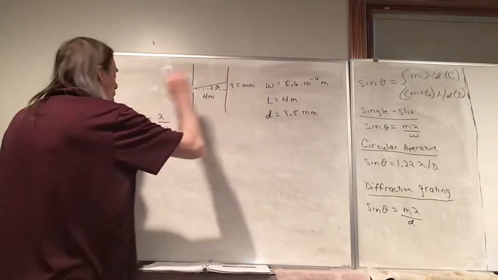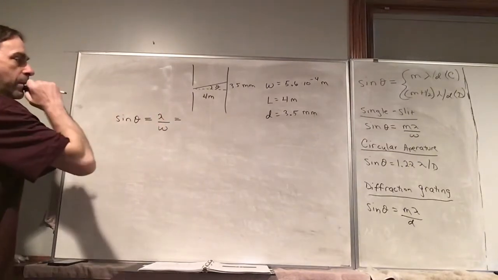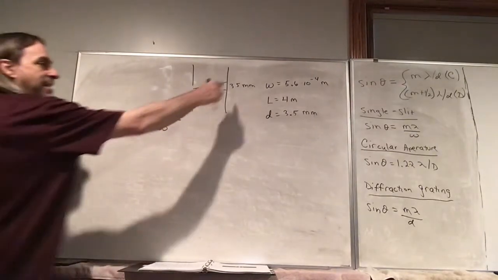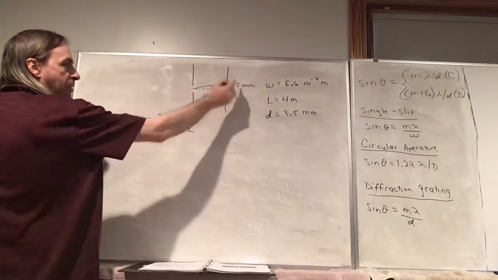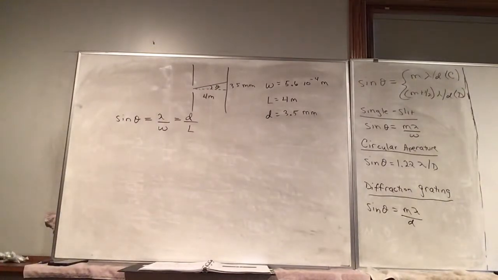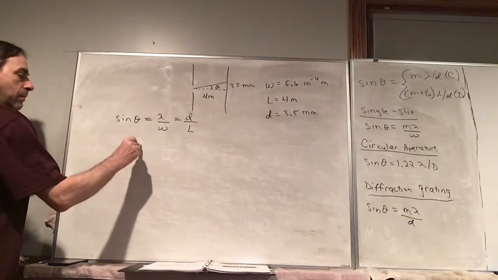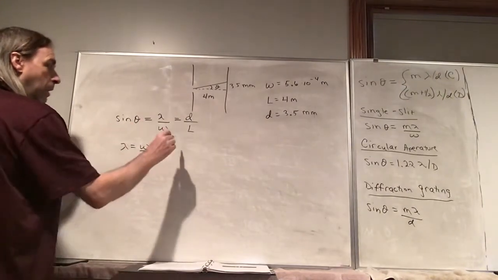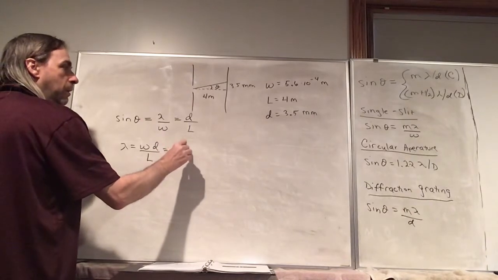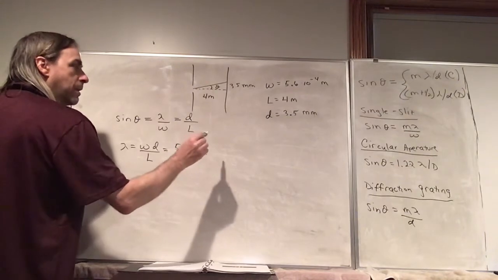So just like before, we can say that sine of theta, well in this case, this is D, and that's L. Again, 4 meters compared to 3.5 millimeters. Sine and tangent are essentially the same thing. So let's solve for lambda. So we have 5.6 times 10 to the minus 4 meters.